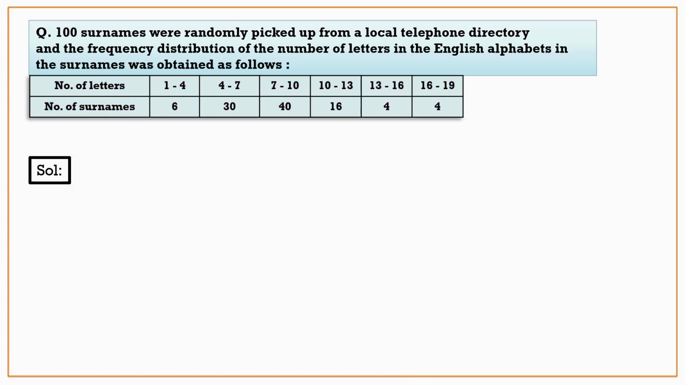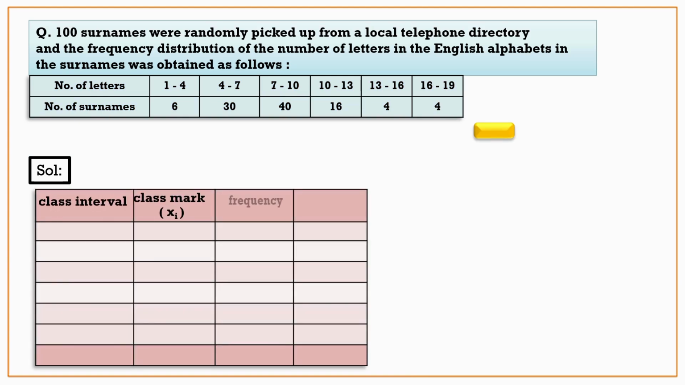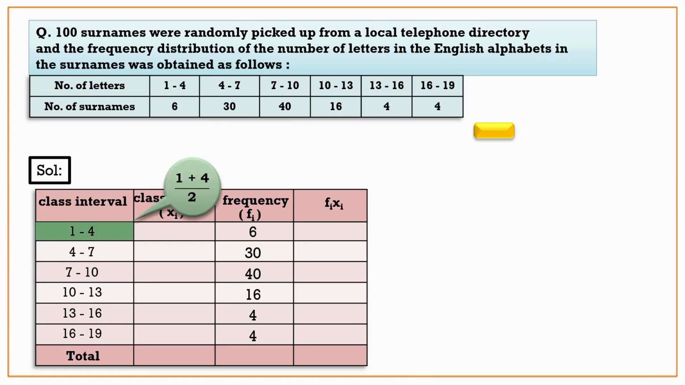So now let's write all the class intervals, and we have to write the class mark. First we write all the columns: class interval, class mark, that is xi, frequency, that is fi, and finally fi xi. So now just put the values of class interval and frequency first, and then find the value of the class mark. Class mark, we know, is the lower limit plus upper limit by 2. So here, 1 plus 4 by 2.